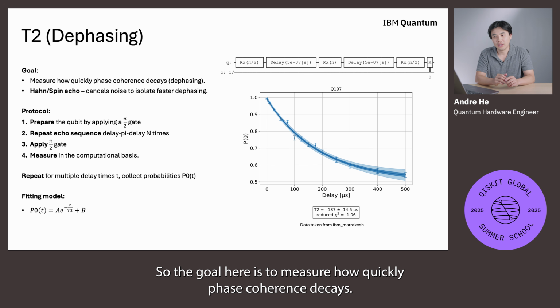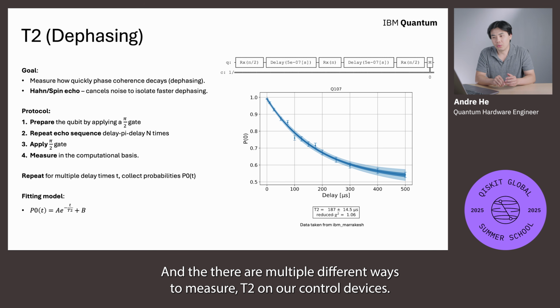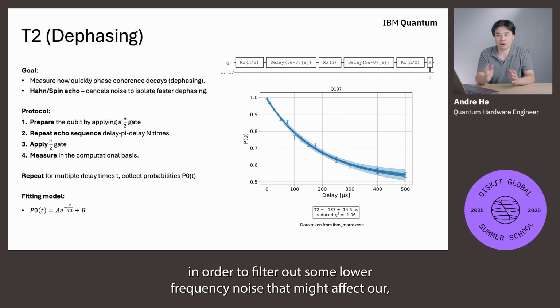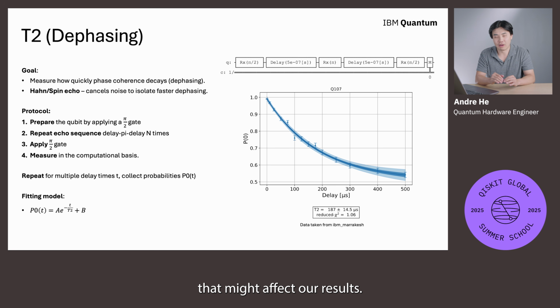And next, let's move on to T2, or the dephasing time. The goal here is to measure how quickly phase coherence decays. There are multiple different ways to measure T2 on our quantum devices. We use a variation of T2 called the Hahn-echo experiment, where we do repetitions of an echo sequence in order to filter out some lower frequency noise that might affect our results.